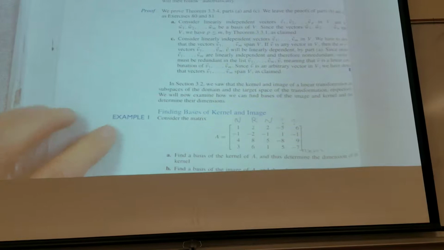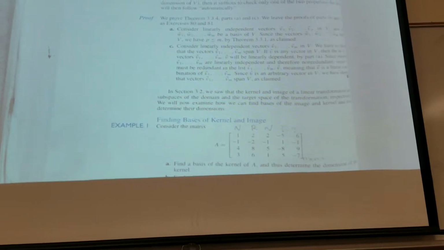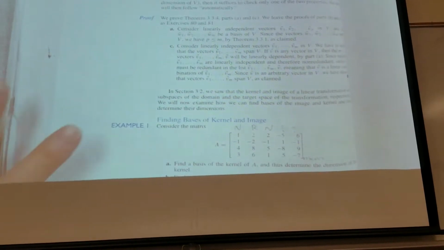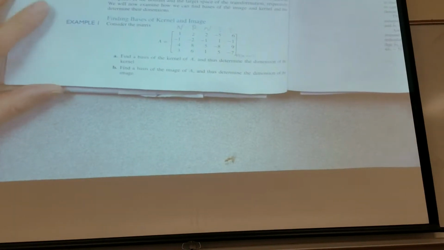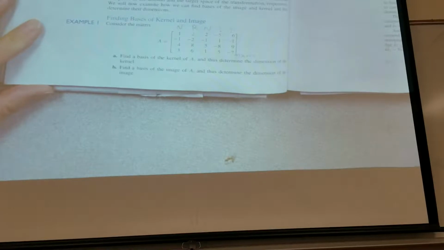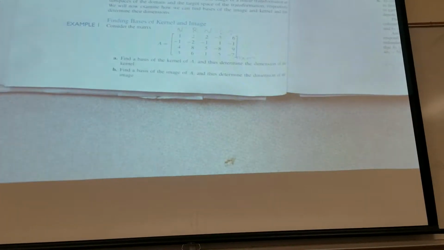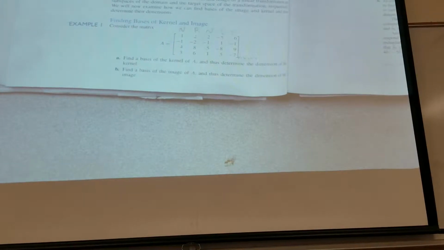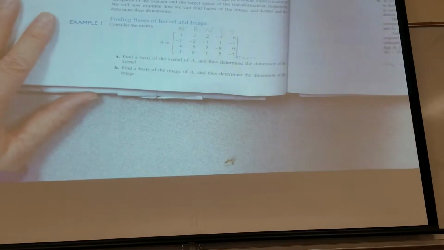So let's look at this example 1. We have a matrix A, which is 4 by 5, 4 rows, 5 columns. The problem says find the basis of the kernel of A. They put this as A, which means let's work on the kernel first. Find the basis of the kernel first.